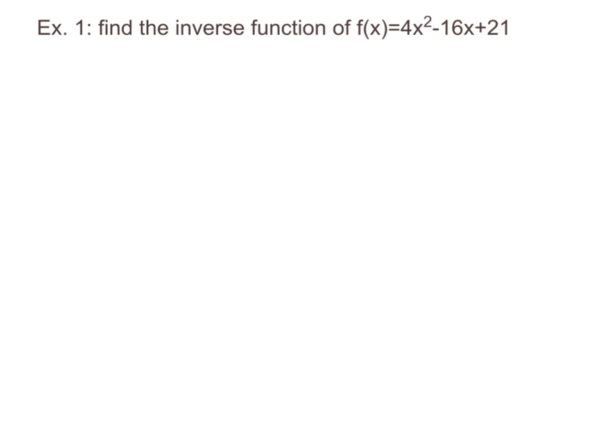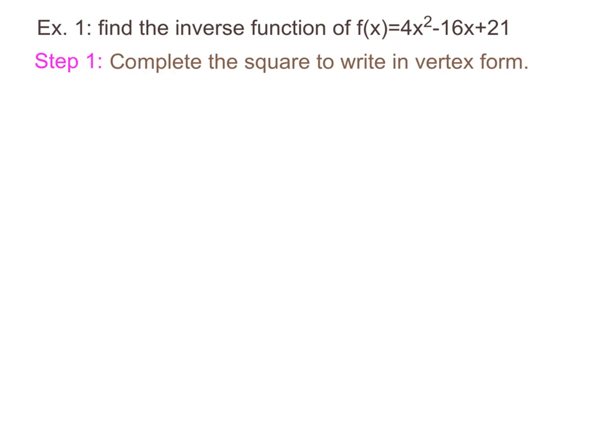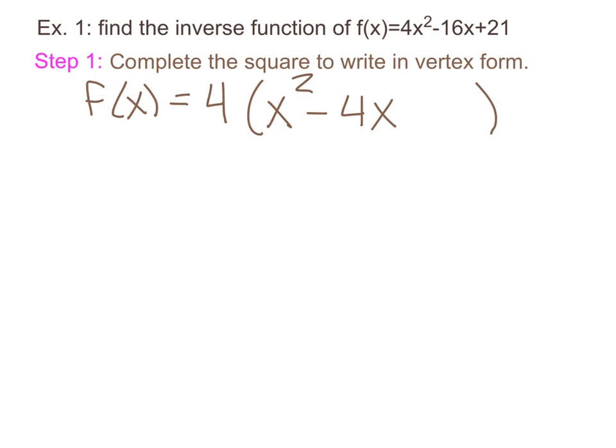So step one, we're going to complete the square and write this in vertex form. Going back to fall semester here. So let's review here. I'm going to take f of x equals, and then I need to factor out the 4. So I have x squared minus 4x. And then I'm going to close my parentheses here and put my plus 21 out there.